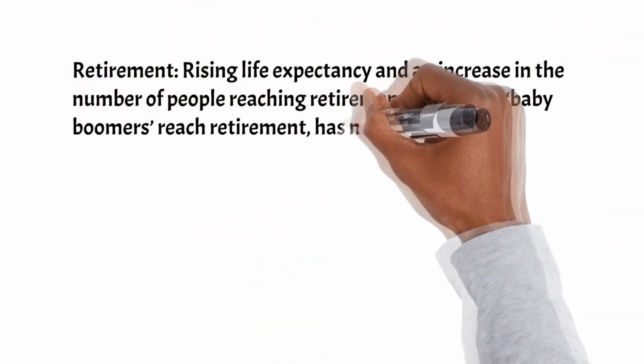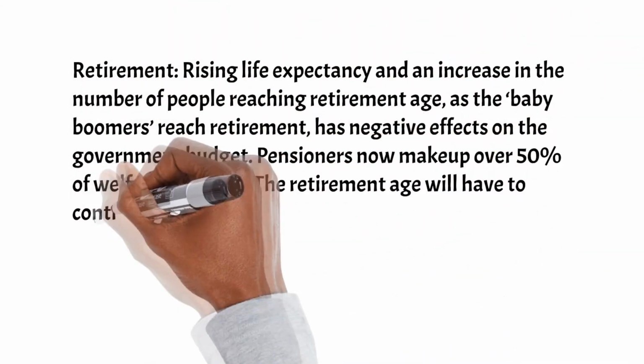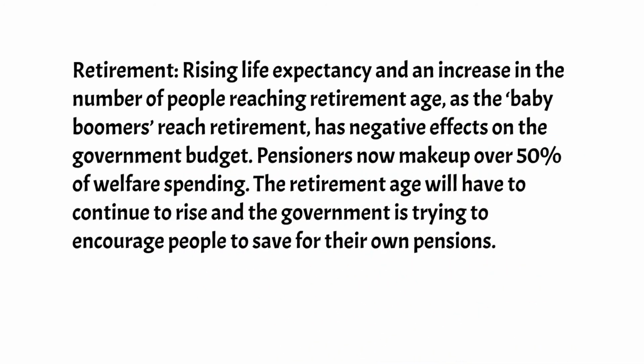3. Retirement. Rising life expectancy and an increase in the number of people reaching retirement age, as the baby boomers reach retirement, has negative effects on the government budget. Pensioners now make up over 50% of welfare spending. The retirement age will have to continue to rise, and the government is trying to encourage people to save for their own pensions.